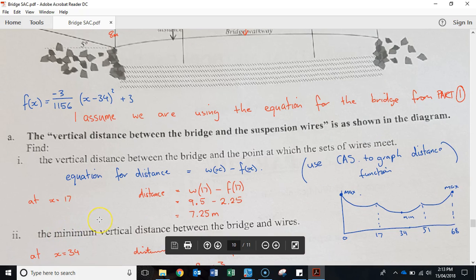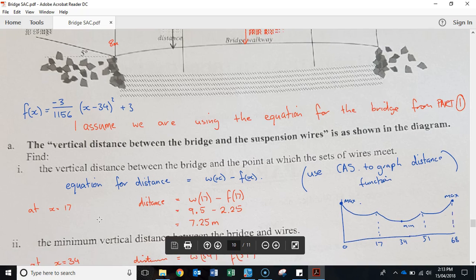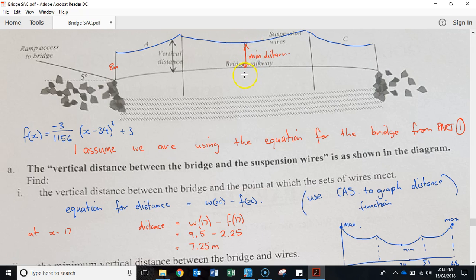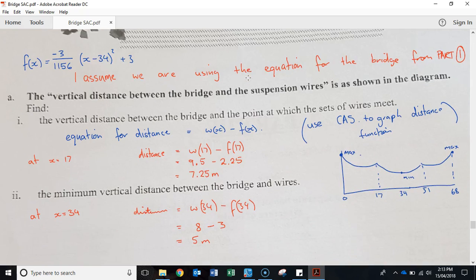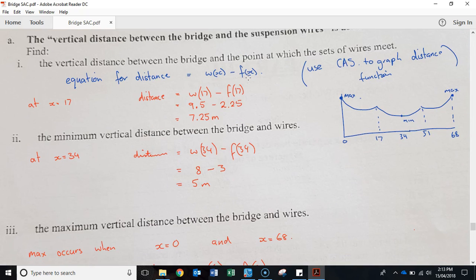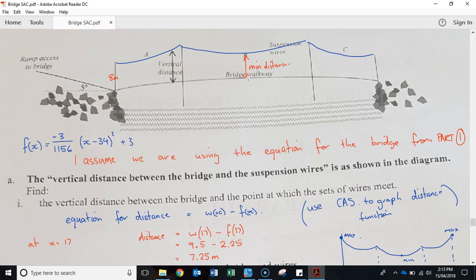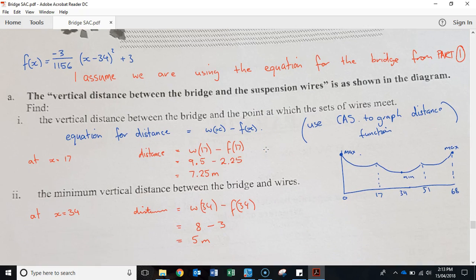The minimum vertical distance, now visually I just looked at that and said, okay, well the minimum vertical distance has to be at the highest point of the bridge and then the lowest point of the wires. So the minimum distance occurs at 34 meters. The maximum vertical distance, I wasn't quite sure, but it does actually occur, the maximum vertical distance is right here at the ends of the bridge, on this end of the bridge, it's 8 meters, but that was an assumption and I was right.